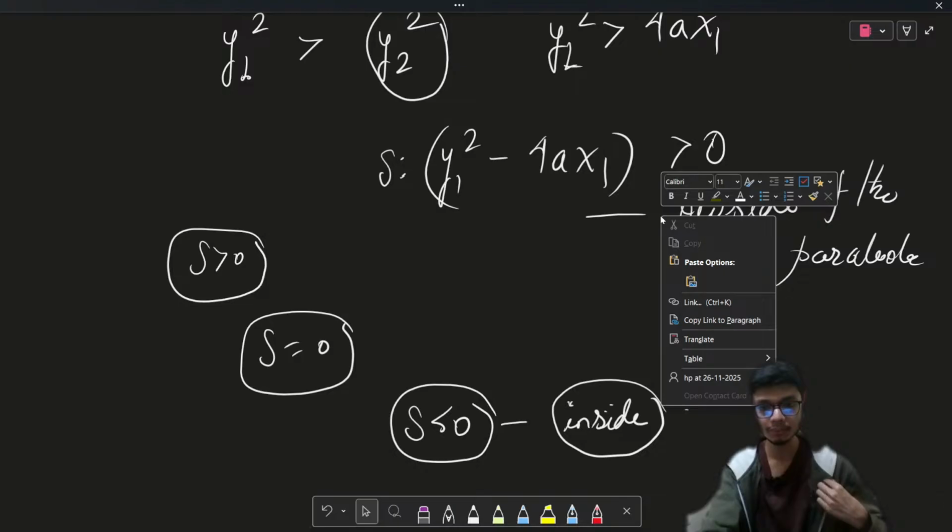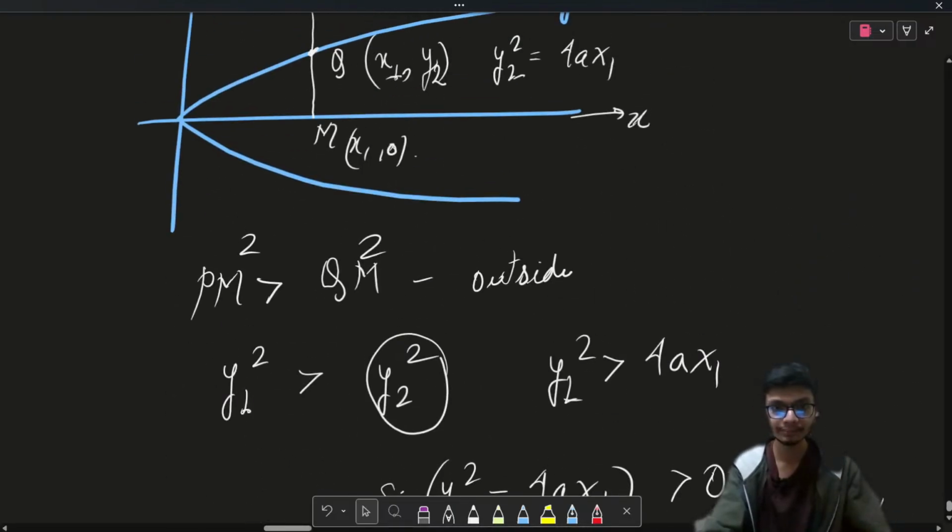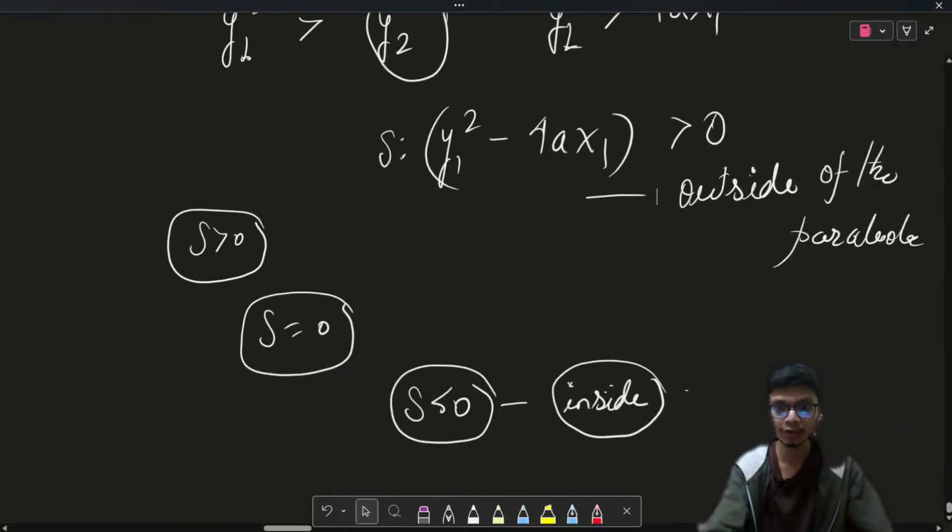I hope this is clear to all of you. So this is how we denote the relative position of a point with respect to a parabola. Okay, is this fine to all of you?